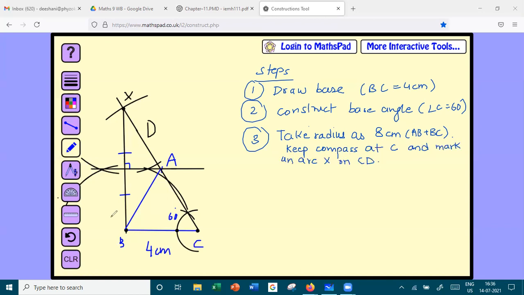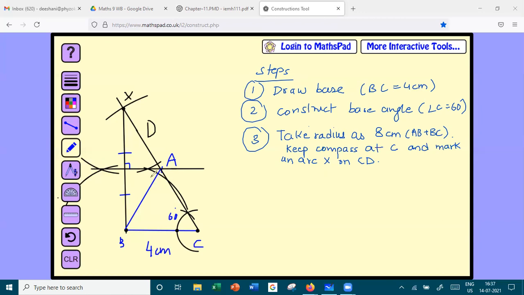Ma'am, your voice is breaking a lot now. Yes, ma'am. Is it clear now? Am I audible? Yes, ma'am. Okay, keep writing whatever I'm writing on the screen. These are all the steps which we followed to make this.